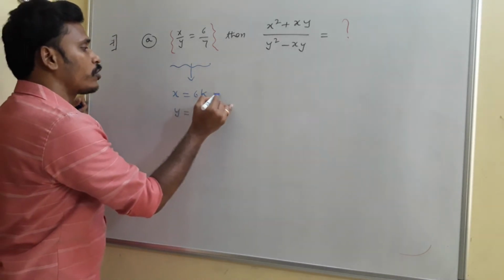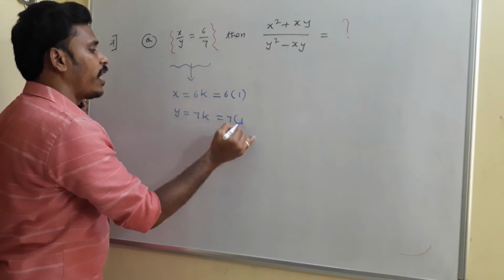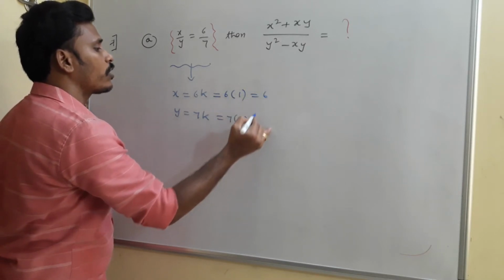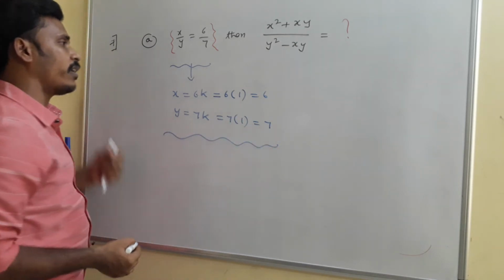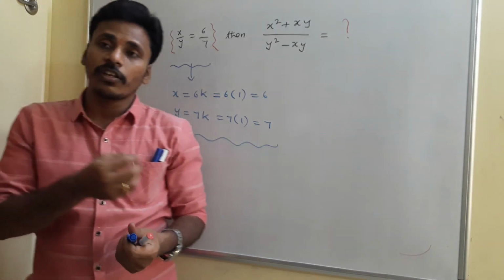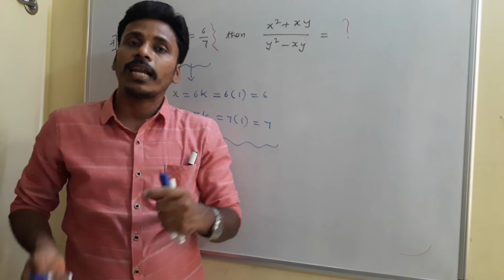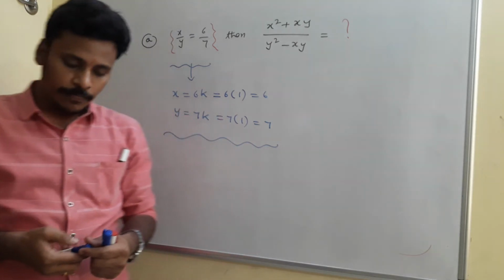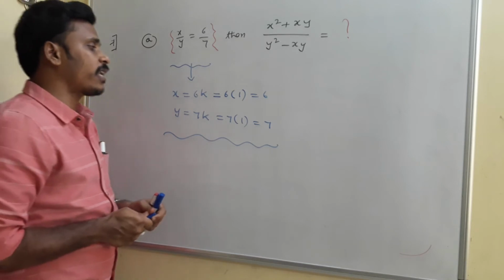See, x is equal to 6k, so take that k as 1 and take that k as 1. So this is equal to 6 and this is equal to 7. I am taking that k as 1 in this case. But in some problems, another information is given related to finding the value of k. But here no other information is there, and that's why I am taking k as 1.